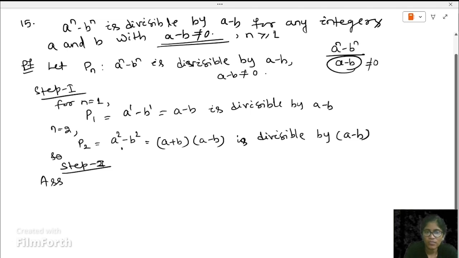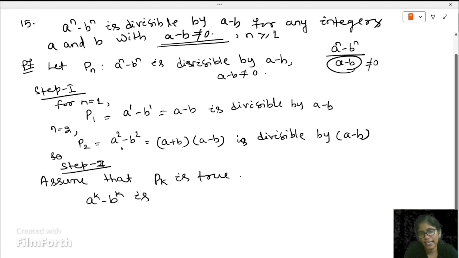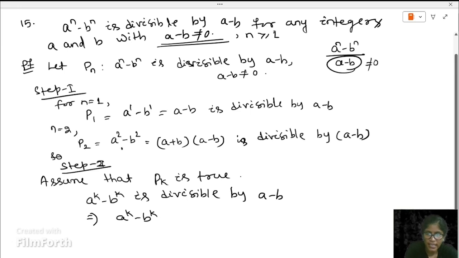Step 2, assume that Pk is true. Okay, Pk is true means a to the power k minus b to the power k is divisible by a minus b. That means a to the power k minus b to the power k is some multiple of a minus b. That means taking some multiple equal to m, where m belongs to the integers. Okay.